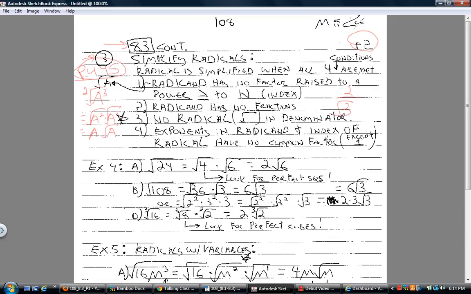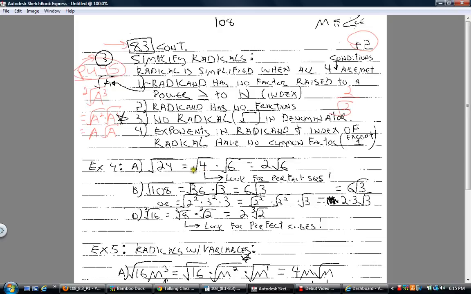Okay, so rule 4: exponents in the radicand and index of the radical have no common factor. Okay, we'll see that coming down here. So what are we talking about here? Look at example 4, square root of 24. Now here's the hard part. You got to go back to old school before calculators. If we had little buttons with the square root button on there, everybody can punch 24, hit the square root button, and come up with a digital answer. The book does not want you to do that. They want you to break these apart and find perfect squares.